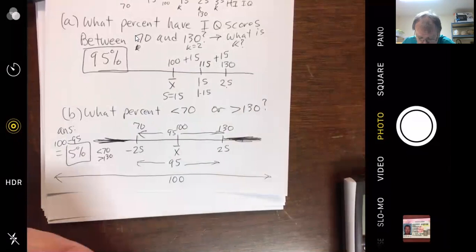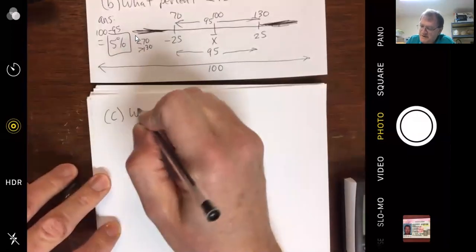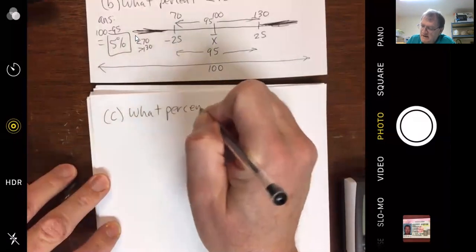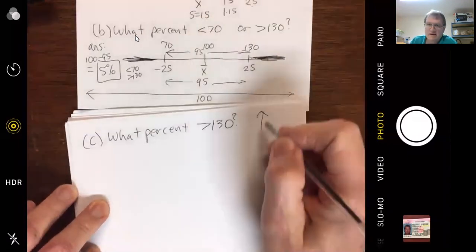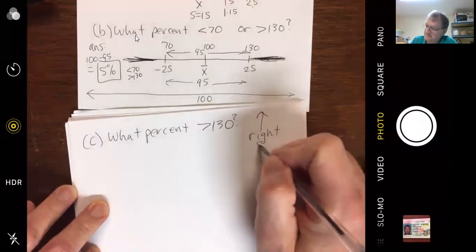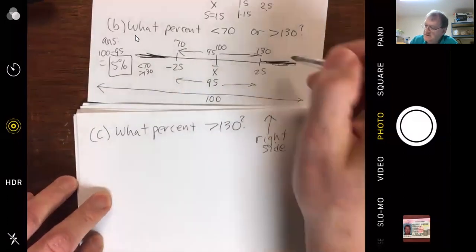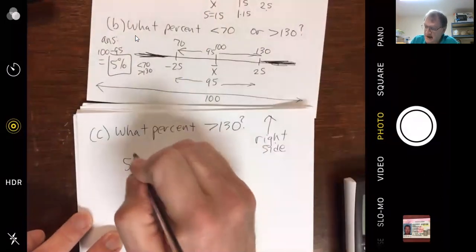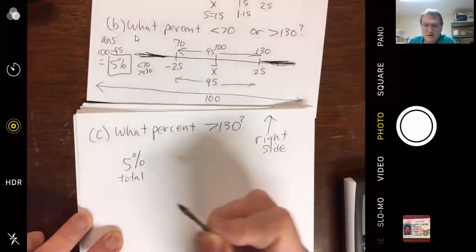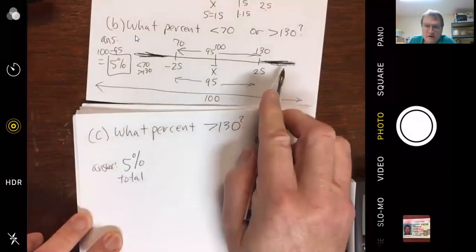Do you want to see part C? It works off the same thing. In part C, what percent is greater than 130? Basically, just the right side. Remember, it's symmetric, so this percentage equals this percentage. So if there's 5% total, what do you think I've got to do to get greater than 130?